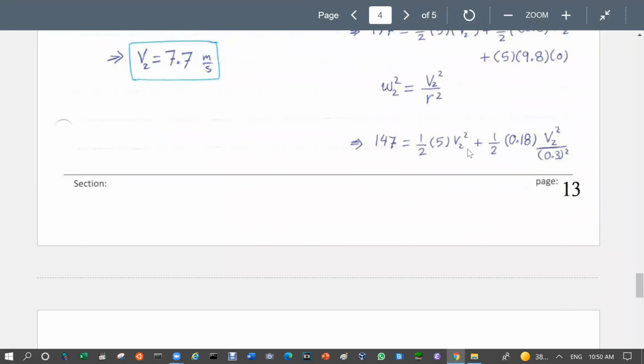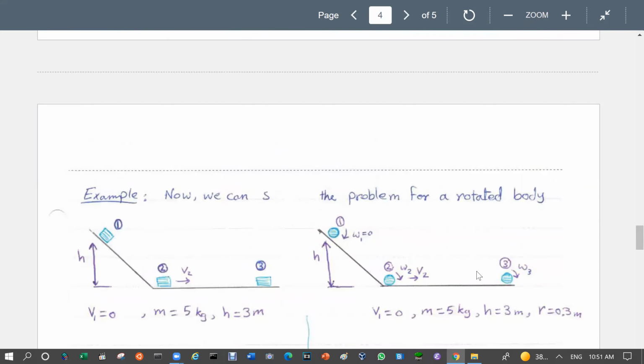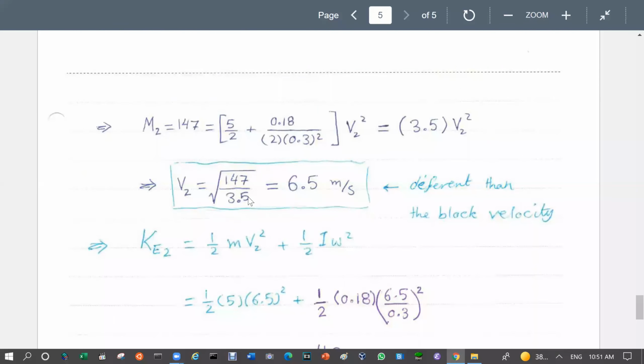By organizing, take V2 as a factor from these two terms, you will find that 147 is equal to this factor multiplied by V2 squared, which is 3.5 V2 squared. Okay, divide over 3.5, 147 over 3.5, under the square root, because we have V2 squared. You can see here I didn't put plus minus because I assume the motion is in one dimension and it is the positive x direction. It's okay to have the positive, it is the speed in the positive direction. So the velocity now is 6.5 meters per second.